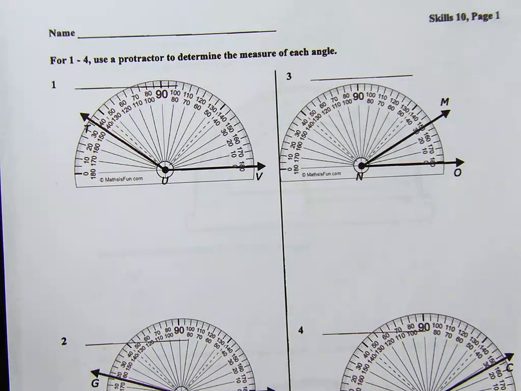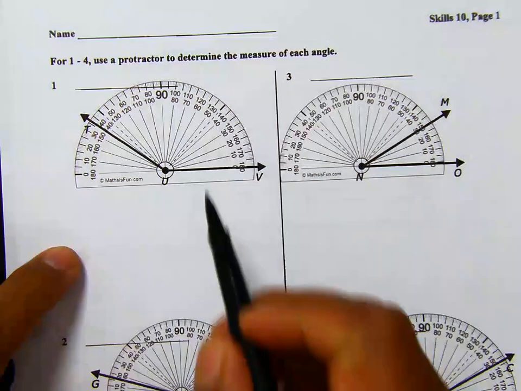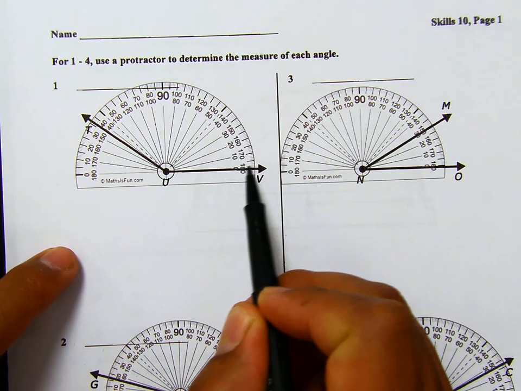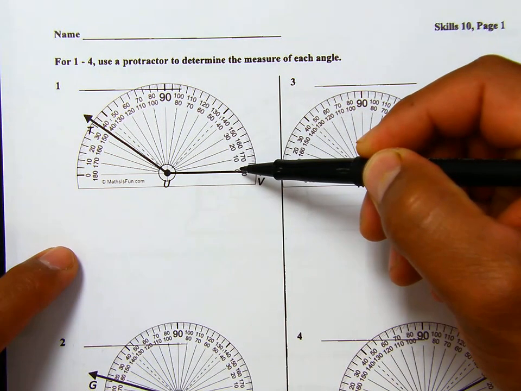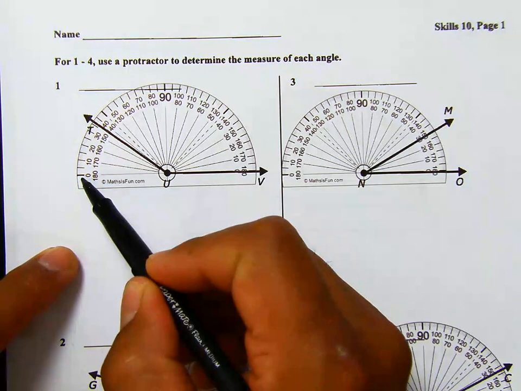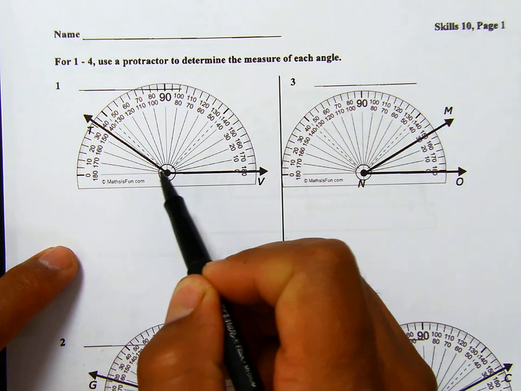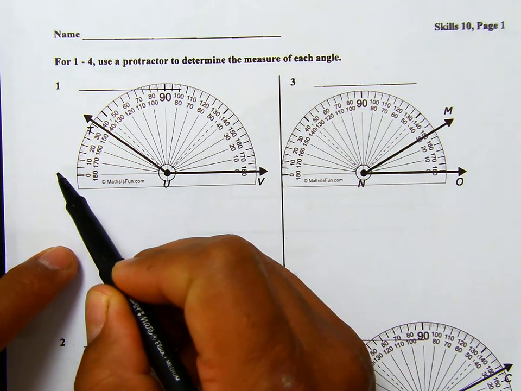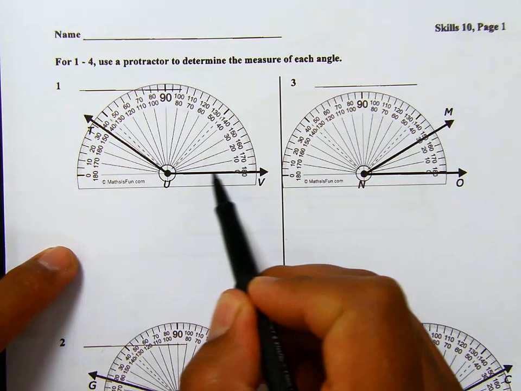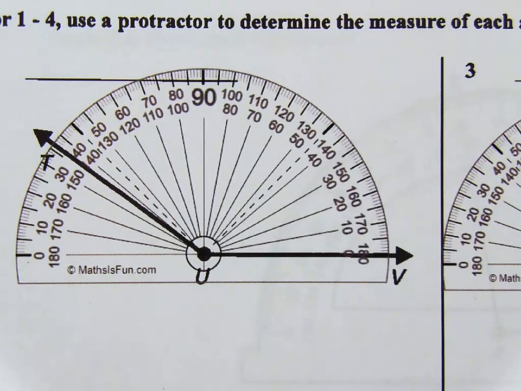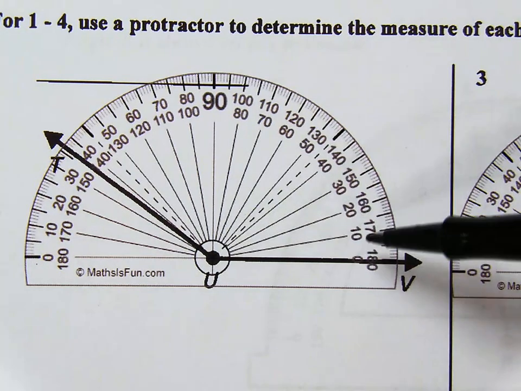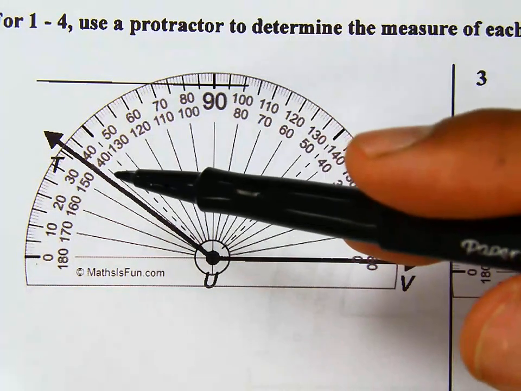Remember, when we're measuring angles, we look to where the bottom ray is pointing. This ray is pointing to the left, so I have to start counting at this 0. I cannot start counting at this 0 and go up because there's no ray pointing to this side. So since the ray is pointing to the right, I'm going to use the inner scale. So I'm going to zoom into that one. So I would start from 0 and count up to that point.